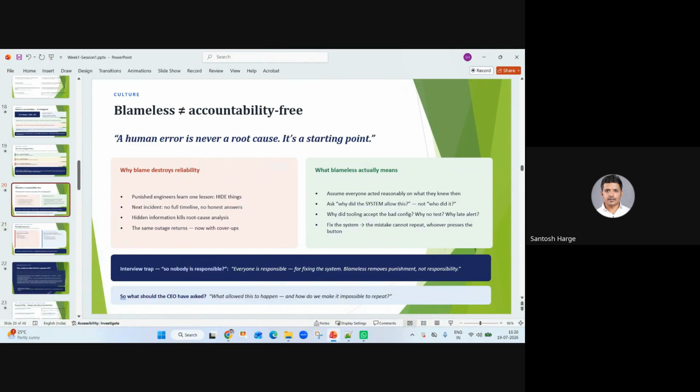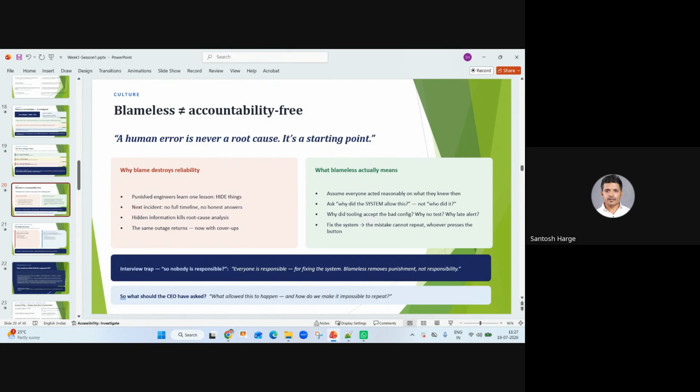Now, what does blameless culture actually look like? Rather than blaming someone, you assume that whatever the team has worked on, the particular feature or whatever task was given to the team, they have done their best. No one will be blamed. It's the system that broke, the system that had the issue. So instead of asking who did this, the senior leadership asks why this happened in our system, why our system did not catch the issue, why our alert did not trigger when this issue occurred, correct? This is the blameless culture.